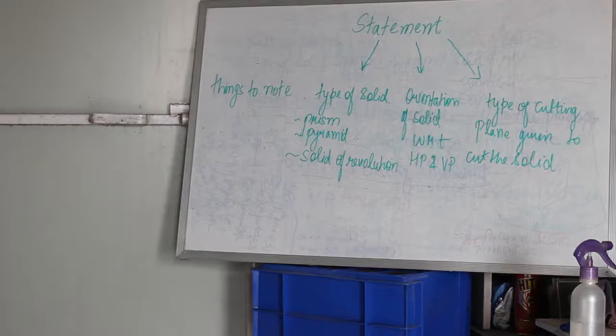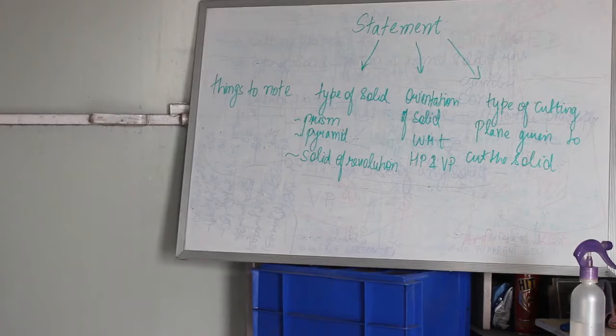We'll read the statement very carefully, and things that you will note in the statement would be the type of solid. What is the type of the solid that would be given in the question? So it can be a prism, it can be a variety of a pyramid, it can be a solid of revolution. Now, three things that you have to note further in the type of solid is that first is, if it is a prism, what is the shape of the base of the prism? You all know that shape of the base of the prism is polygonal.